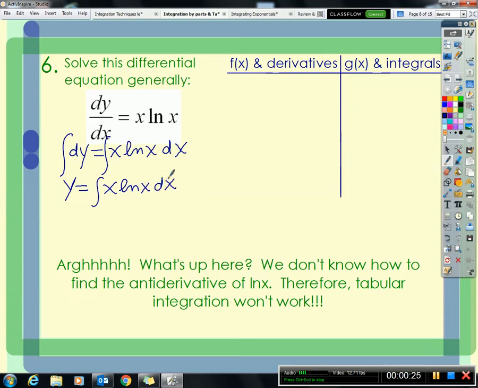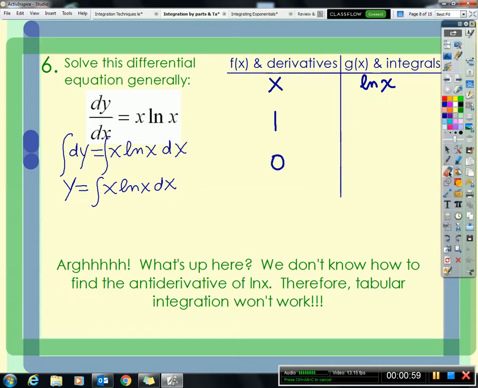Okay, so if I'm going to follow suit with tabular integration, let's let the polynomial function x be f of x. Its derivative is 1. Its derivative is 0. So ln x must be g of x, and I'm going to need its antiderivative. Wait a minute. I don't know the antiderivative of ln x. I only know the derivative of ln x. Huh. Okay, well, that's not working.